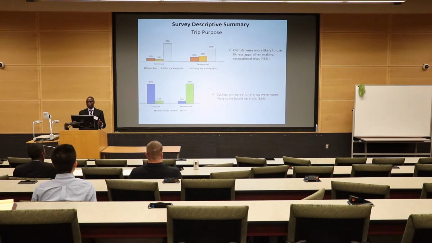And we also looked at the trip purpose as part of the survey. What we saw was that cyclists were more likely to use a fitness app when they were making recreational trips, not when they are on commute trips. Cyclists on recreational trips were more likely to be found on trails. So if someone is on a recreational trip, maybe if there is a trail, they're going to use a trail rather than using another facility.